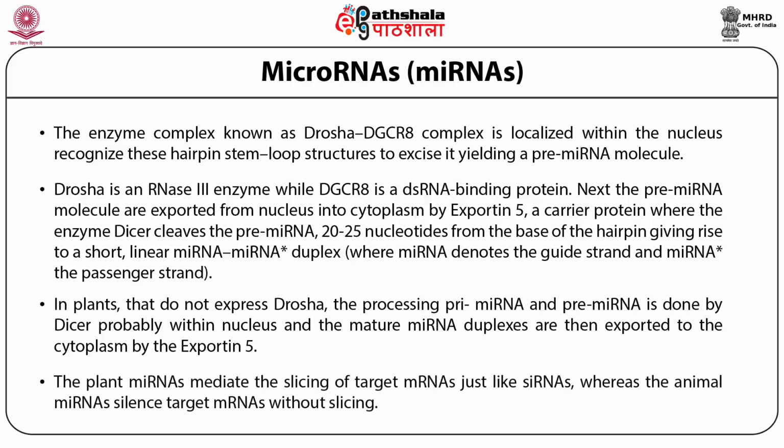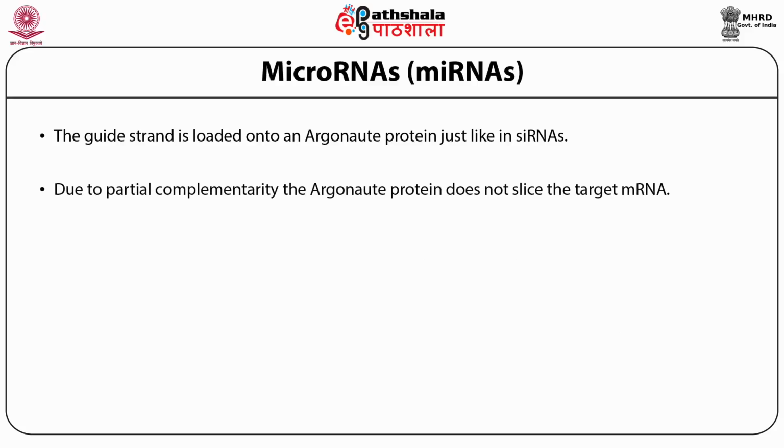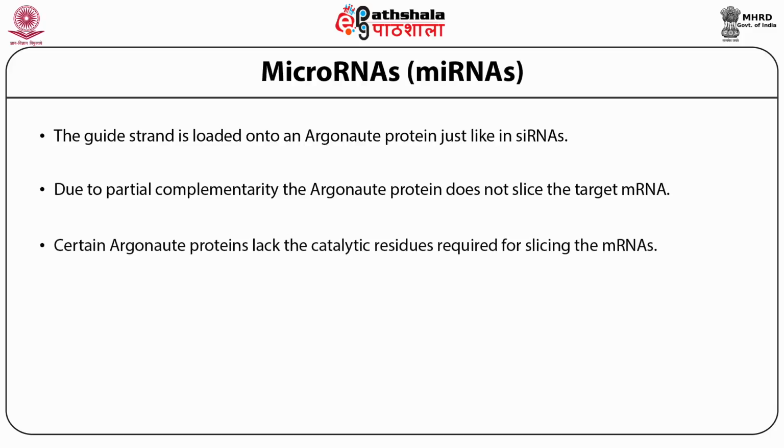The plant microRNAs mediate the silencing of target mRNAs just like the siRNAs, whereas in the case of animals, the microRNAs silence target mRNAs without slicing. The guide strand is loaded onto an Argonaute complex just like in the case of siRNA, but due to partial complementarity, the Argonaute proteins do not slice the target mRNAs. Certain Argonaute proteins are also known to lack catalytic residues required for slicing of mRNAs.